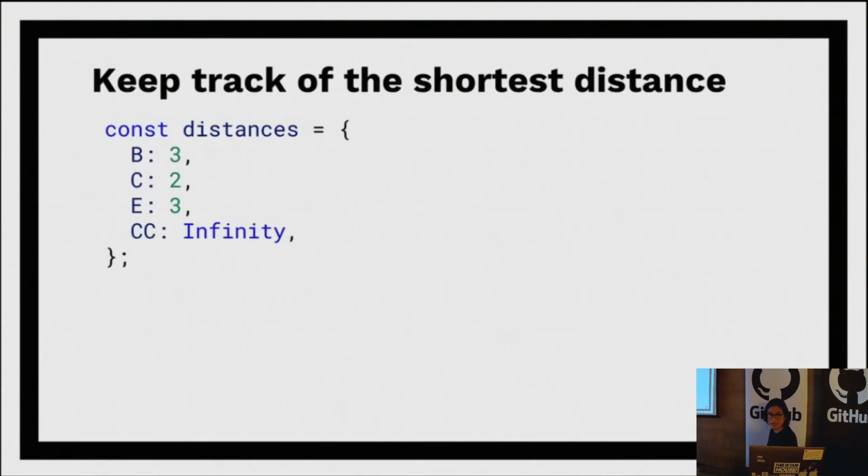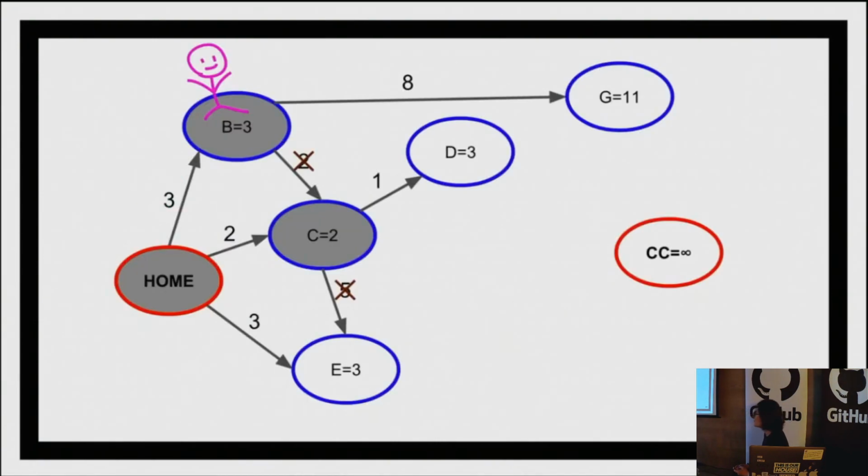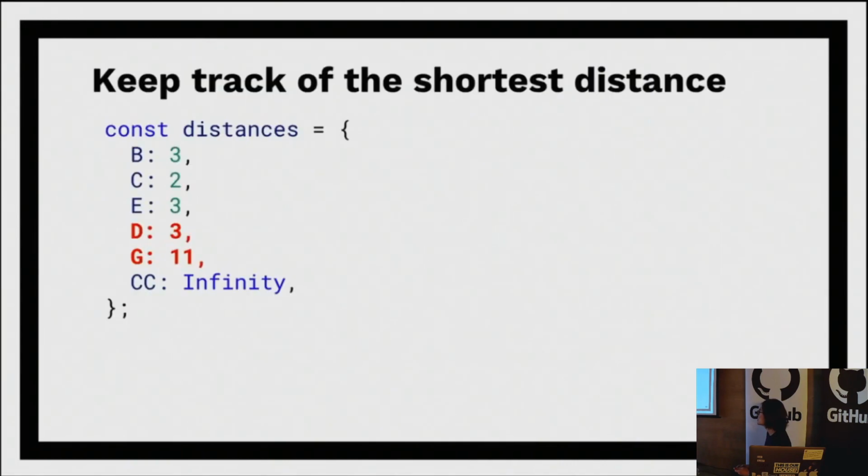And first, I set the variable which holds the track of the shortest distance. At the beginning, the distances should look like this. I have B, C, E, and so on, up to CC, and in the beginning, I set CC to infinity. For instance, at that moment, I already visited B, C, E, D, Z. So at that moment, this object looks like this. I have E 3 and G 11.